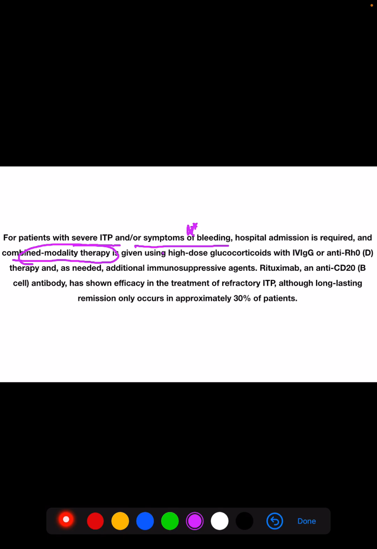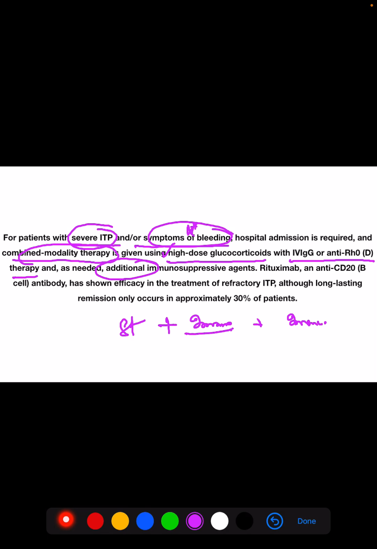This can be done using either high dose glucocorticoids with IV immunoglobulin or anti-Rho therapy, and as needed additional immunosuppressive agents. So in patients with severe ITP and symptoms of bleeding, we are giving a combination of therapy, steroids along with immunoglobulins. In addition, they might also require additional immunosuppressive therapies. If we take rituximab, it is an anti-CD20 B cell antibody.